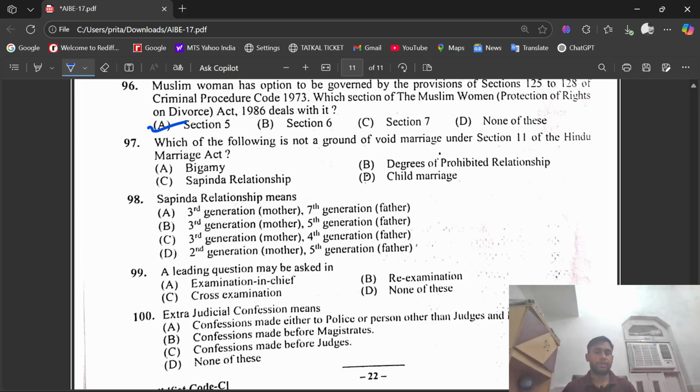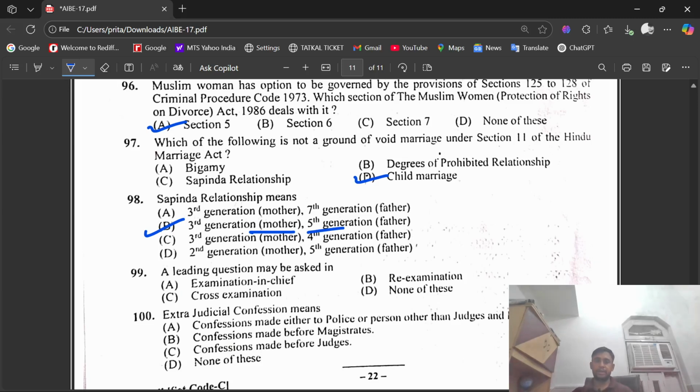Question number 97. Which of the following is not a ground of void marriage under section 11 of the Hindu Marriage Act? The right option is option D, that is child marriage. It is punishable but it is not void. Bigamy is void, degrees of prohibited relationship is void, sapinda relationship is void, but apart from that, child marriage is not void. In place of it, it can be said that it is punishable but not void. Question number 98. Sapinda relationship means option B, 3 generations of mother and 5 generations of father.